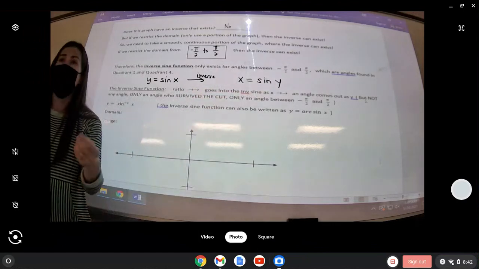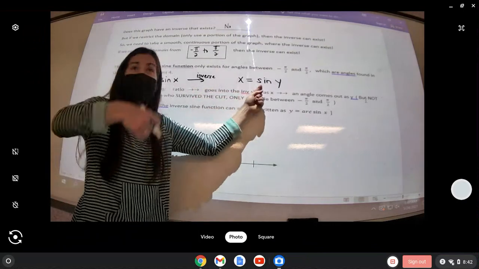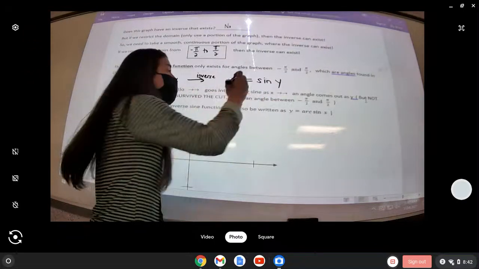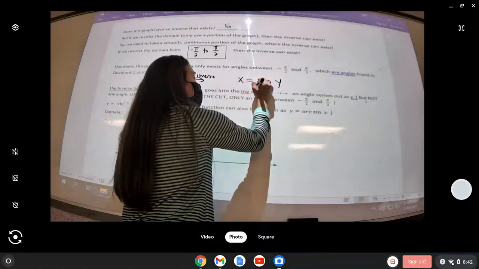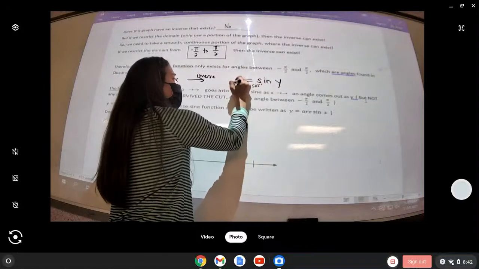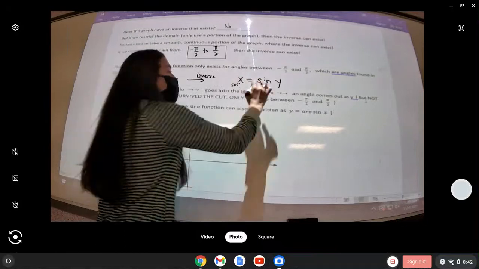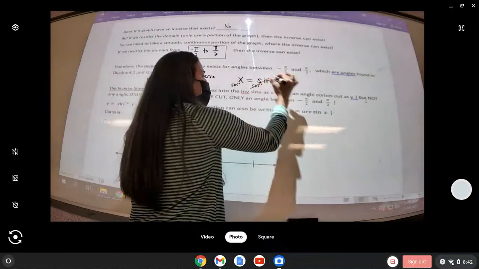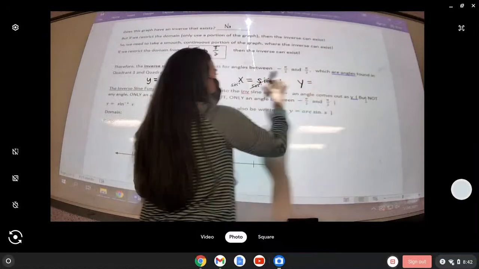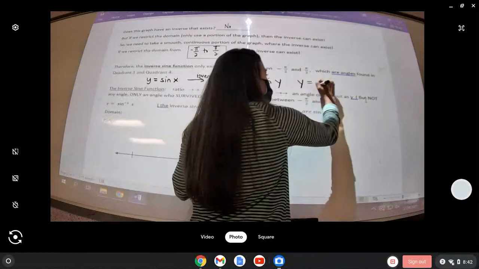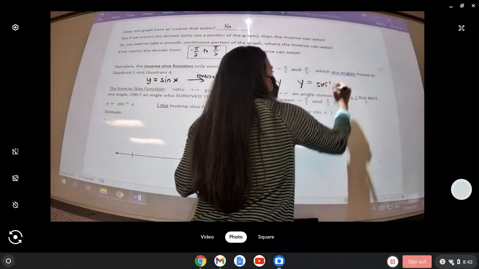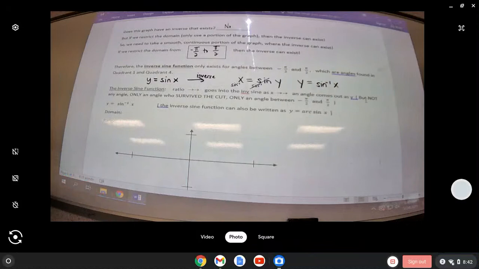And how do you resolve it for y? Who's going to undo the sine function and get y by itself? The inverse sine. You inverse sine both sides, and then the inverse sine and the sine cancel, and you're left with y is equal to the inverse sine of x. Okay, so that is the inverse function. It will undo whatever the original function was doing.